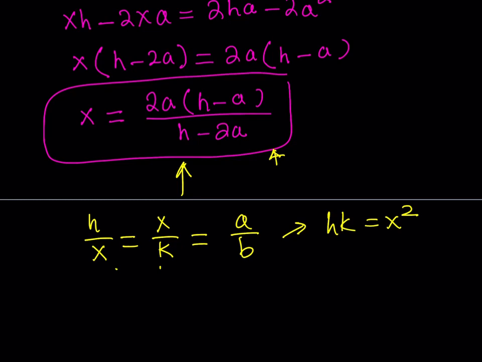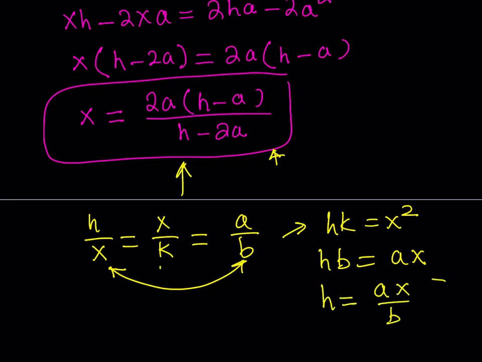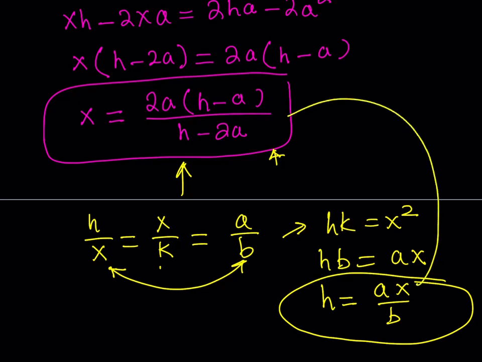So what I'd like to do is then to associate the first and the third ratios. What does this give me? Well, this gives me something nice. If you do the cross multiplication, we get hb equals ax. And since I want to be able to replace h with something, I would like to divide both sides by b and write h as ax over b. So this is the key to the kingdom. I'm going to go ahead and replace h with this in this expression and then simplify the result.